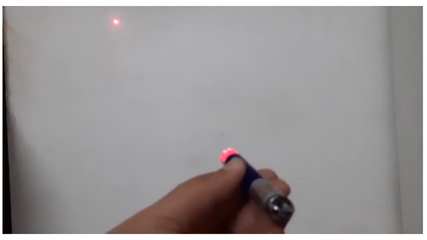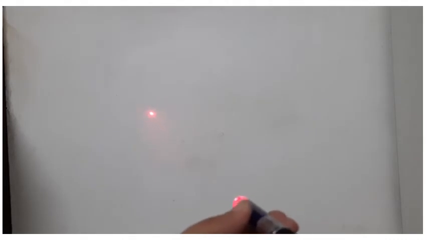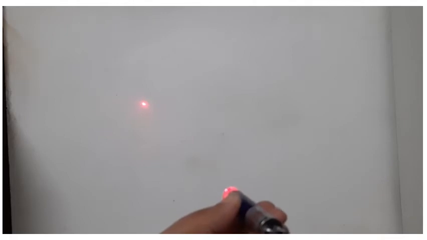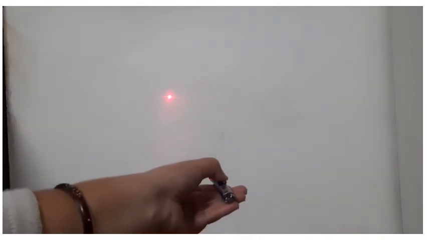So here we have taken a white screen, and now I have this laser light. A laser beam looks something like this on the screen here. So it's a laser beam focused at a point. Now I'm going to show the phenomenon of interference by using just a strand of hair.